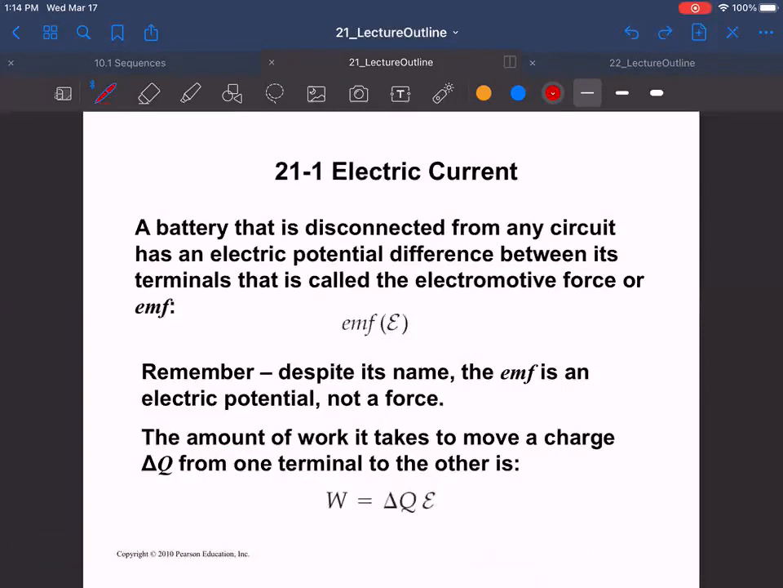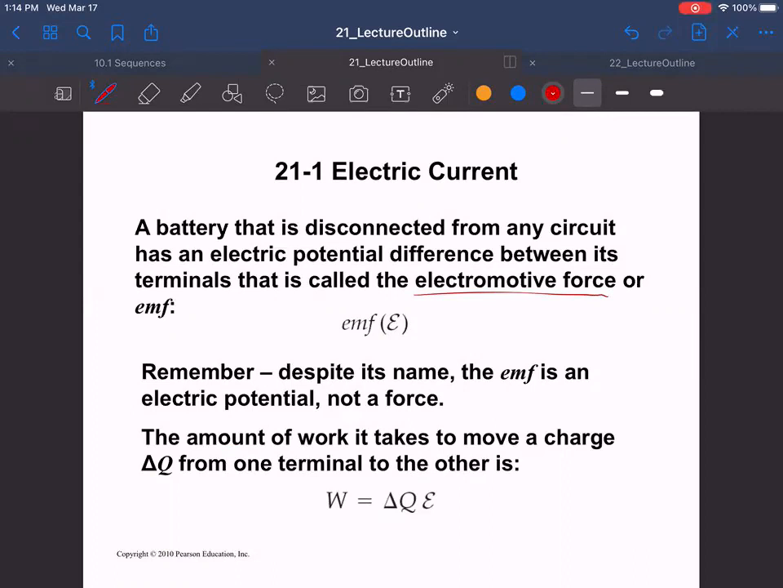Next here in the electric circuit, a battery. So a battery disconnected from a circuit has an electrical potential difference between its terminals. That is called the electromotive force, or EMF. This is an extremely unfortunate name because it is not a force. It is a voltage. All right.